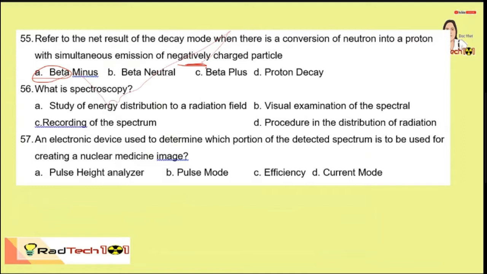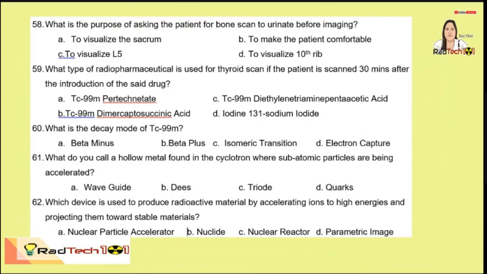56. What is spectroscopy? It is the study of energy distribution of a radiation field. 57. It is a device to determine which portion of the detected spectrum is to be used for creating a nucmed image. So that is letter A. It analyzes kung anong pulses lang yung gagamitin or tatanggapin niya para mag-generate ng nuclear medicine image. So it is the PHA or the pulse height analyzer.